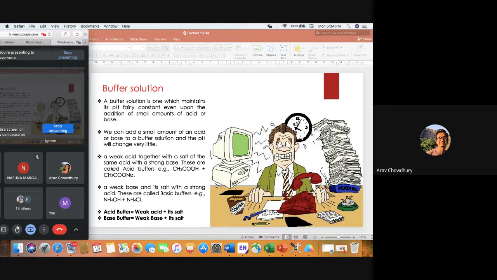CH3COONa. No, the ethanoate ion, CH3COO minus. Okay, so ethanoate ion mostly comes from this salt. So that means the ethanoate ion actually indicates the concentration of the salt, right? Is it clear? Yes, sir. Is it clear to all?